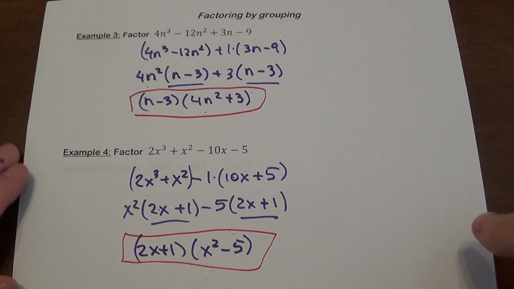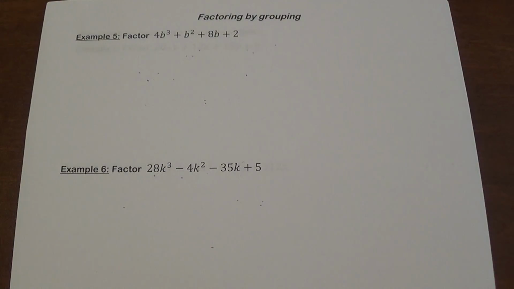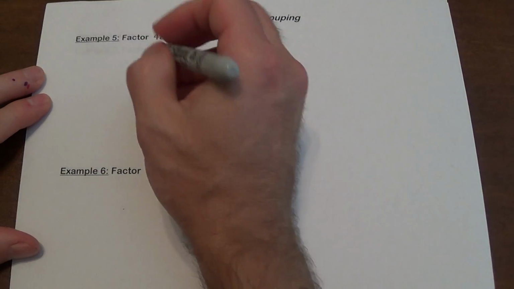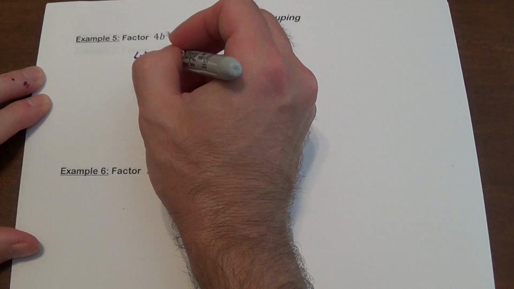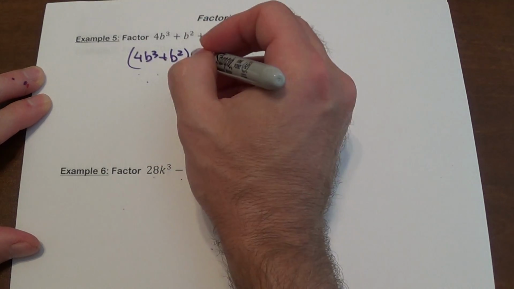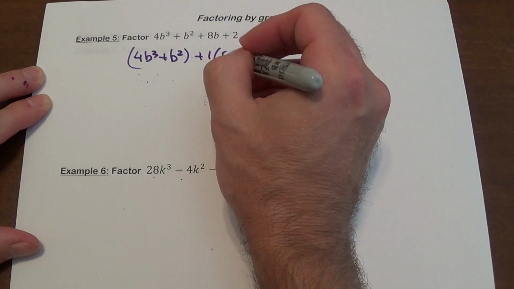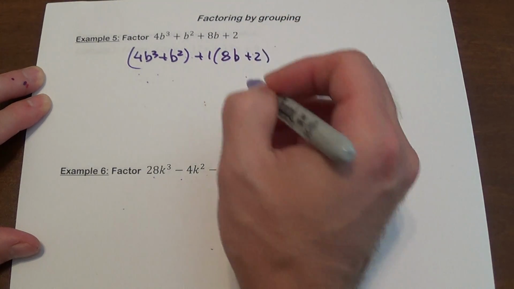Okay, continuing. This problem has all pluses. This one's kind of nice. So here we can do 4b cubed plus b squared together, plus 1ab plus 2.